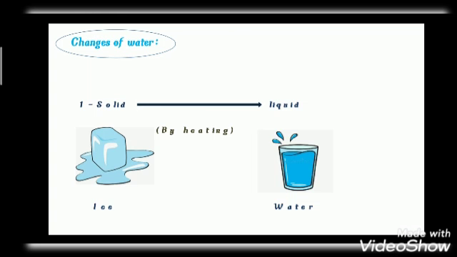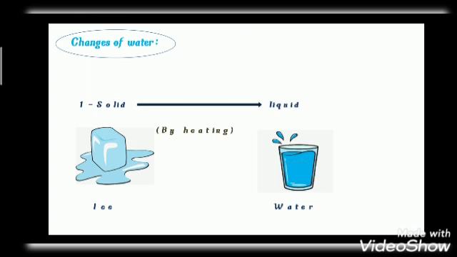Solid to liquid by heating. Or ice to water by heating. Ice, it's a form of solid, and water, it's a form of liquid. So, when we make a change from solid to liquid, we make heating. Solid to liquid by heating.